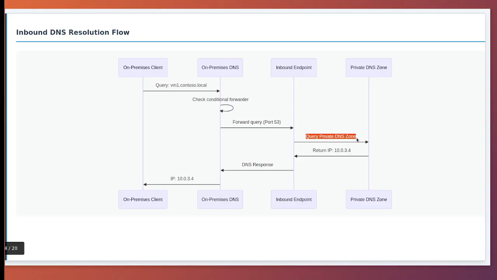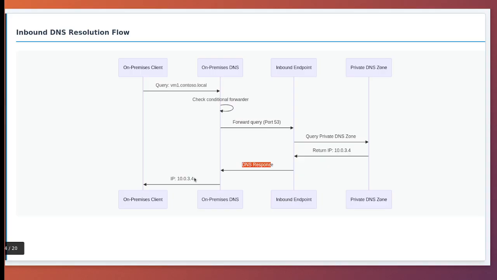This could be over ExpressRoute for low latency, or VPN for cost effectiveness. When the query reaches the inbound endpoint, it's processed by the Azure DNS infrastructure. The endpoint queries the private DNS zone for contoso.local, retrieves the IP address for VM1, and sends the response back. The entire round trip typically takes just milliseconds.